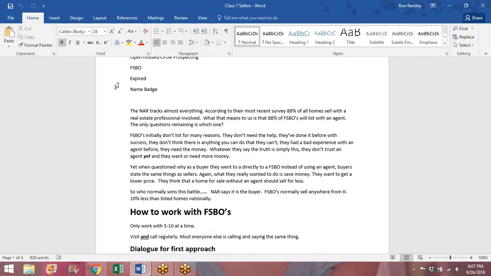Because nowadays, if you put it in the MLS and your brokerage is any good, you're pushing it out to hundreds of websites, at least 100 websites. Everybody can find your house. Why didn't it sell? The photos weren't good or the price was not good. That's really about it. In fact, NAR checks and says 88% of all homes sell with a professional real estate agent, which means 88% of all FSBOs will list with an agent eventually. The only question is which one of the ones out there are going to list. So we're going to talk about that. Expireds, again, most of them will relist. The only question is when.